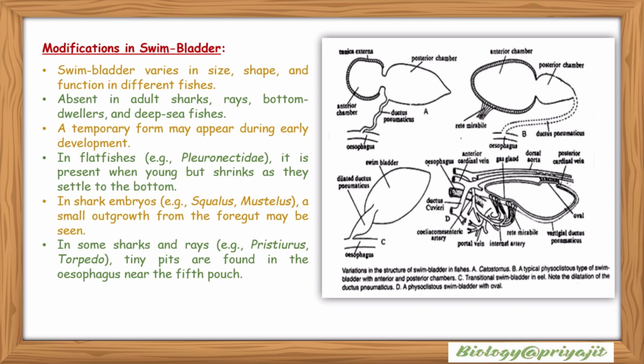In shark embryo, a small outgrowth from the foregut may be seen. In some sharks and rays, tiny pits are found in the esophagus near the fifth pouch.